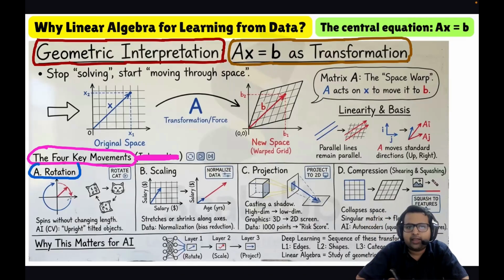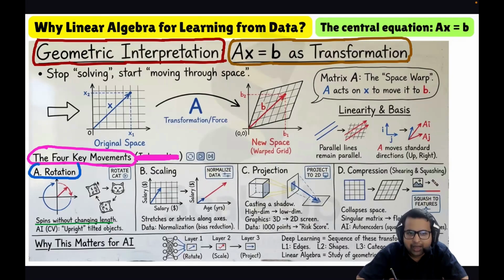So the matrix A spins the input vector without changing its length. In artificial intelligence, rotation is used in computer vision to recognize objects regardless of their orientation. The idea is that if we have a cat which is tilted 45 degrees, then computer vision makes use of a rotation matrix to rotate it to the normal angle and then process it. So that's the application of rotation transformation in computer vision.